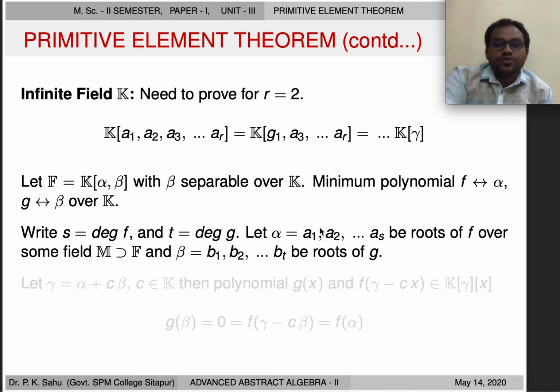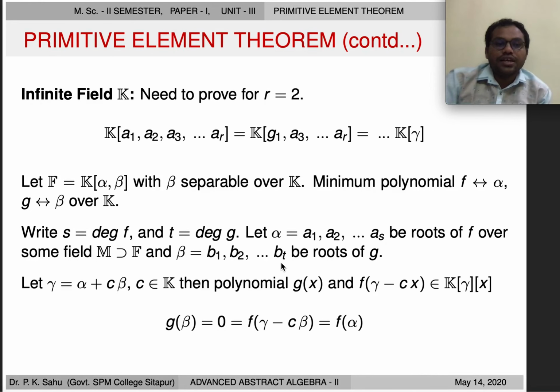Now we set the first root a1 as alpha and b1 as beta. It means let's focus on the first root, and then we will take care of the rest of the roots, a2 to as and b2 to bt. Now let us suppose gamma is equal to alpha plus c beta. So we want to set this gamma for alpha and beta at the end, and notice here that c is an element of the base field k.